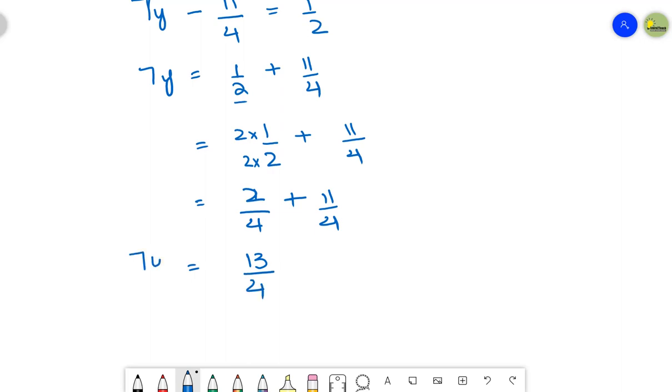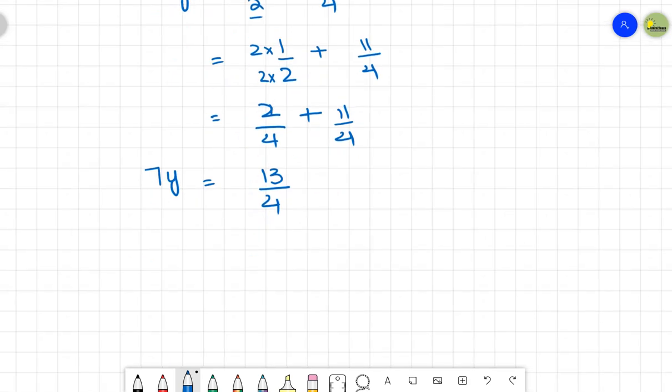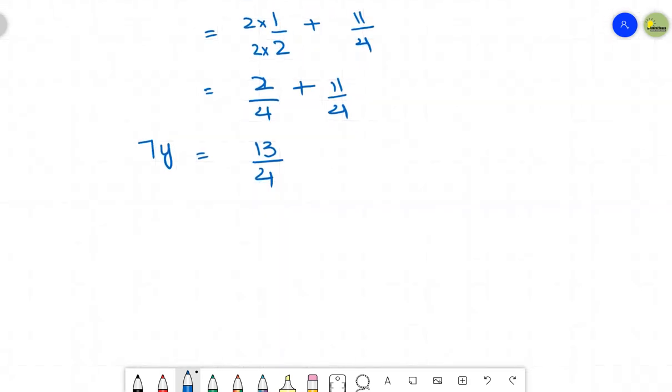Now here you are having 7y. Now what is the last step? This 7 will be shifted to the denominator. y equals 13 upon 4 multiplied by 7. Keep in mind that whenever you shift a number from one side, it is multiplied with whatever is already in the denominator.